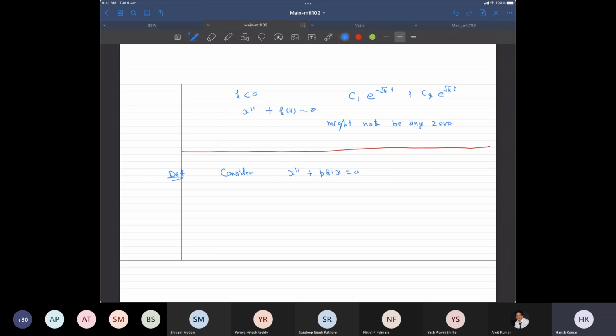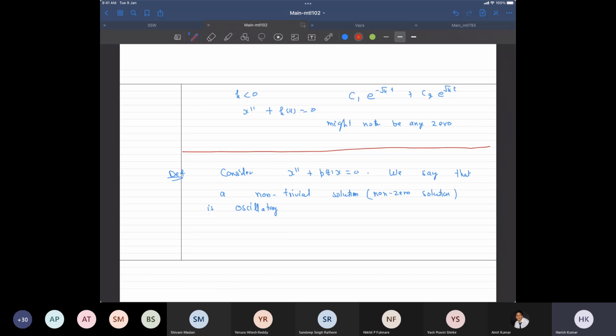Okay, then we say that a non-trivial solution. What do you mean by non-trivial solution? That means a non-zero solution. Note that the function x equal to 0 is always a solution, because it's a homogeneous case. So a non-zero solution is oscillatory.